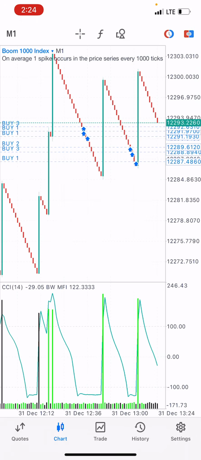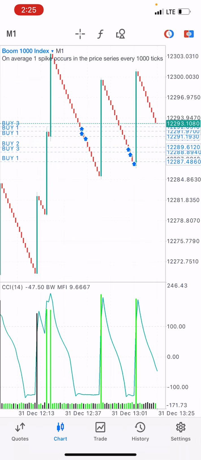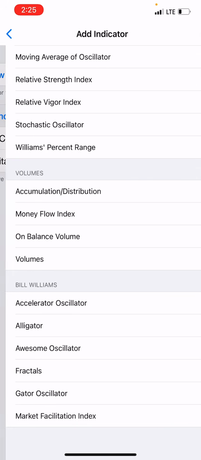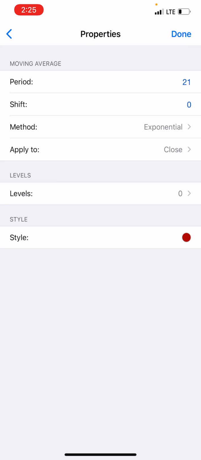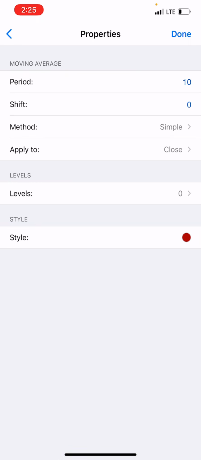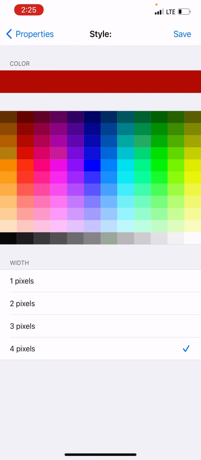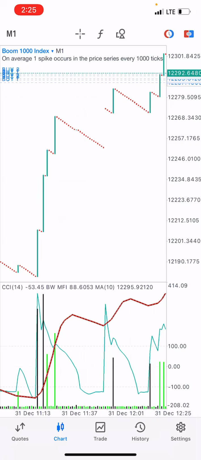So what we need to do right now is set your moving average indicator at indicator window 1. Take the moving average period 10, shift 0. The method should be simple, then apply to close, as you can see on my screen. Then the style should be 4 pixel. Click save and done. So guys, this is all the indicators you need for this strategy.